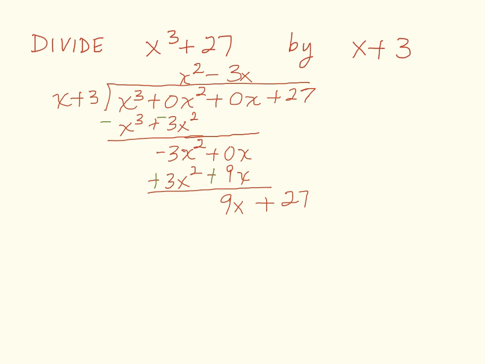X goes into 9x 9 times. 9 times 3 is 27. 9 times x is 9x. So when we subtract now, the signs change, and we end up with a 0 as a remainder. Okay, now that's long division. Go back, practice this. It's not as hard as we like to make it. You just have to remember what to do when you do long division. Okay, talk to you later.